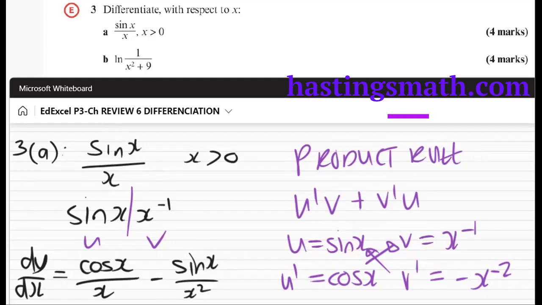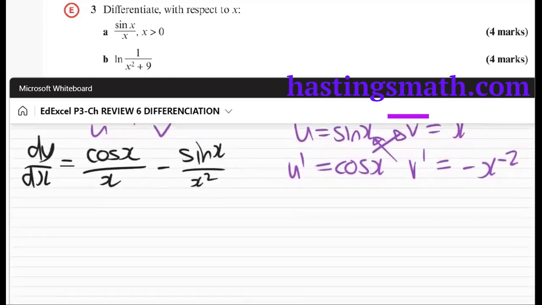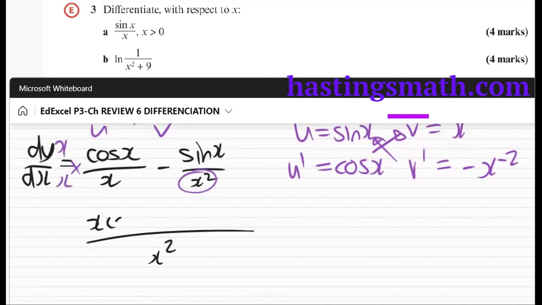So this doesn't look like the mark scheme yet. To make it look like the mark scheme, we could use a common denominator of x squared. Multiplying this by x over x, we end up with a common denominator of x squared. It'll be x cos x minus sine x over x squared. Okay, so that sorts out number A.